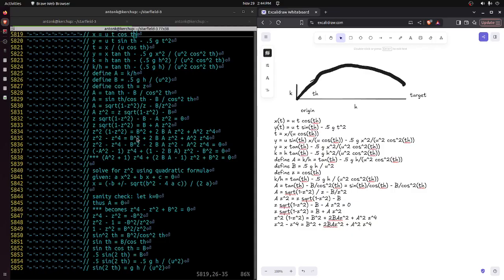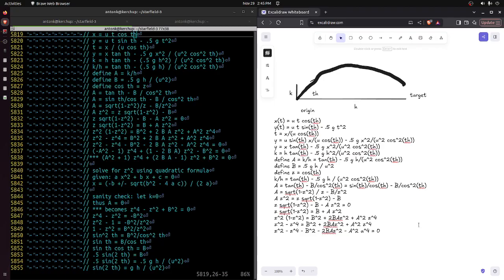Okay, and now we can move everything to one side, so the other side is 0. So this becomes z squared minus z to the fourth minus b squared minus 2ba z squared minus a squared z to the fourth, which is equal to 0. Okay, so now we need to factor out all the z squared and z to the fourth terms.